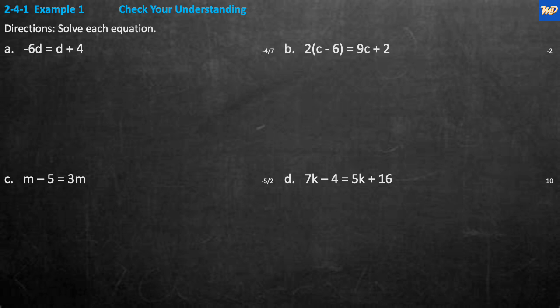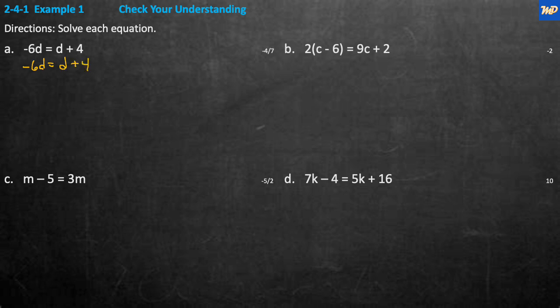Okay, I'm glad you've returned and we're working together on this. So let's go to problem A. What's the first thing we do? We rewrite the equation. I always write the equation. Minus 6d equals d plus 4.